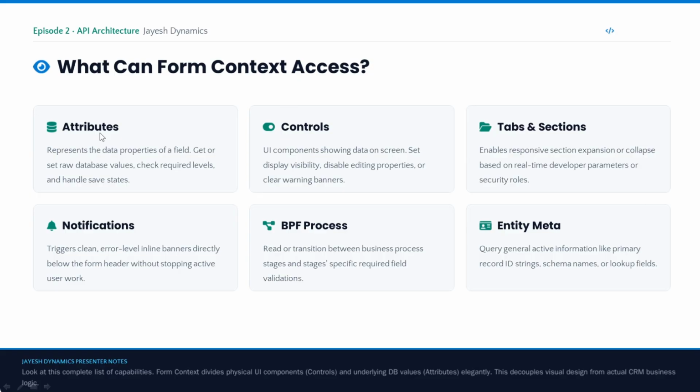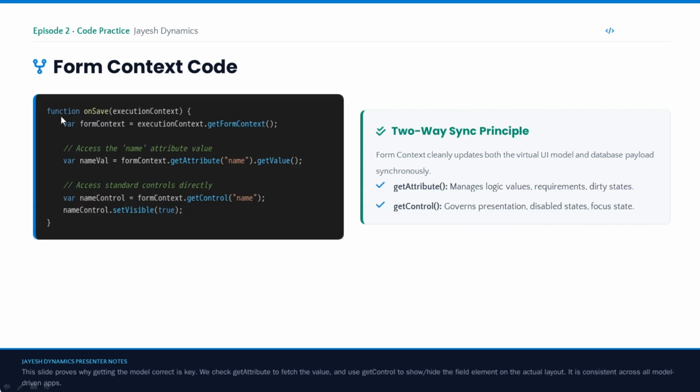Attributes are just data present on our fields. Controls are our fields' UI. Then we get our tabs and sections. We can set notifications, we can get the BPF processes, we can get the entity metadata. This is the normal form context code, like how to get the value of a particular field, how to get the control of a particular field, and set visibility true or false based on our condition.